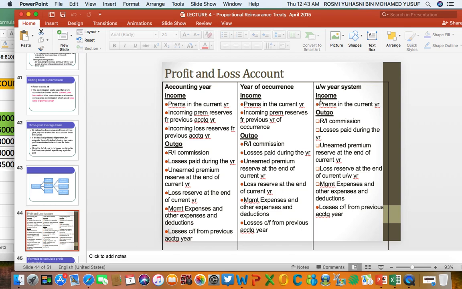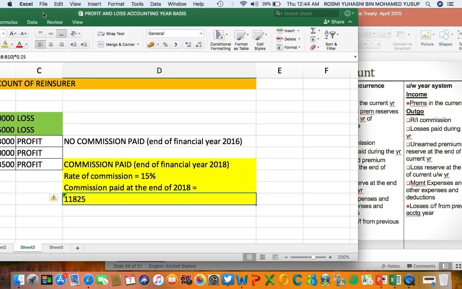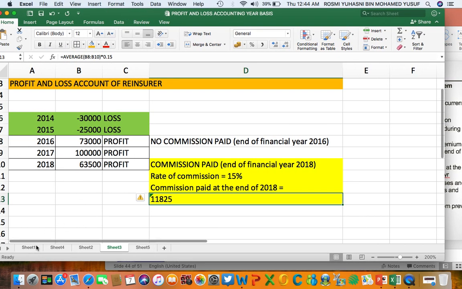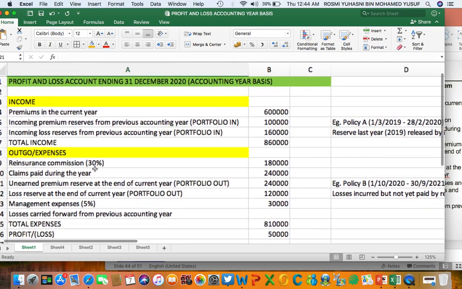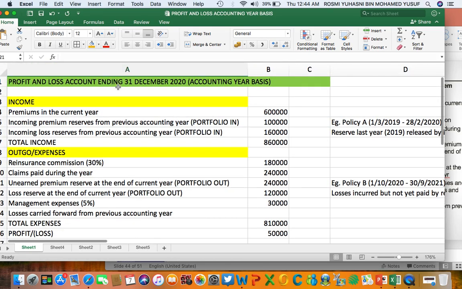And if the treaty is based on underwriting year system, there are going to be fewer items for income and different items for expenses. So again, it depends on whether the treaty is arranged based on accounting year, occurrence year, or underwriting year. Okay, let's say here I have a profit and loss account of the reinsurer which is based on accounting year basis.